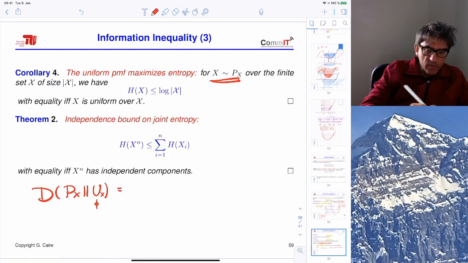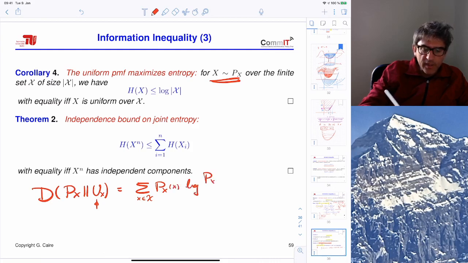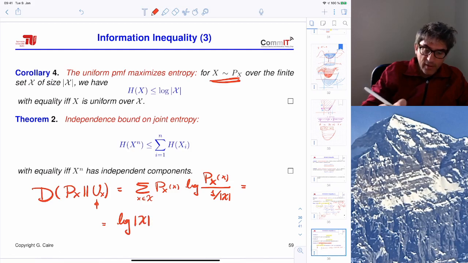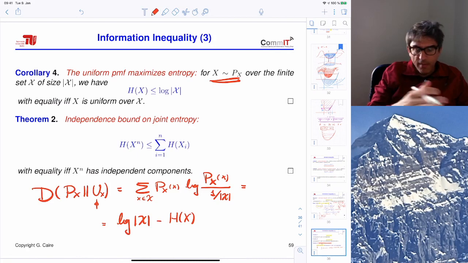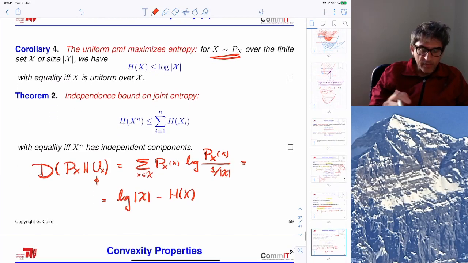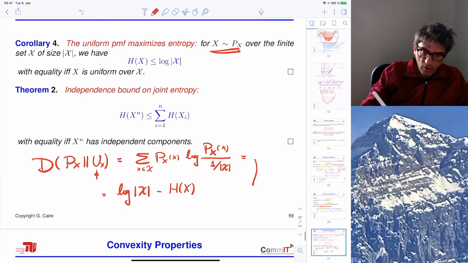So what is this? Well, by definition, this is the sum over x of P_X(x) log P_X(x), and then the uniform distribution is simply 1 over the cardinality of the alphabet, so this is simply log of the cardinality of the alphabet, minus the entropy of X. Now, how do I do this? Well, use the logarithm, expand this, sum everything, and find the result. So you have to be complete. Go from here to here. You do it.